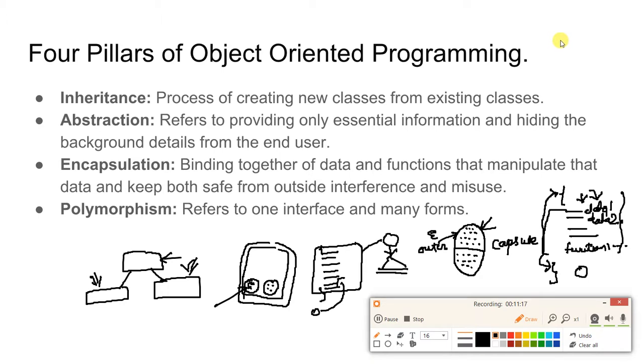So these are the 4 pillars of the object-oriented programming mechanism. On these 4 pillars object-oriented programming stands.